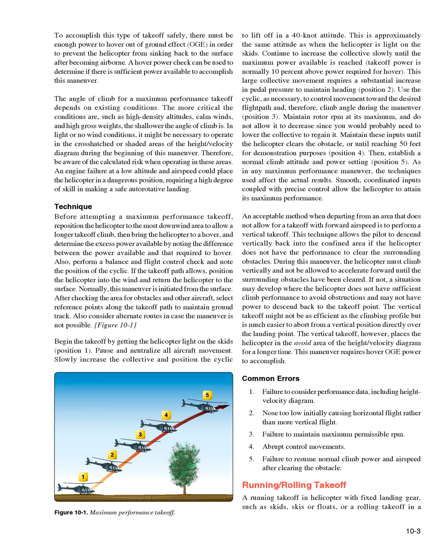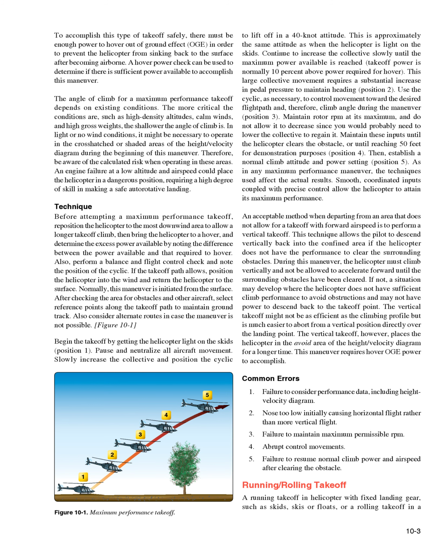During this maneuver, the helicopter must climb vertically and not be allowed to accelerate forward until the surrounding obstacles have been cleared. If not, a situation may develop where the helicopter does not have sufficient climb performance to avoid obstructions and may not have power to descend back to the takeoff point. The vertical takeoff might not be as efficient as the climbing profile but is much easier to abort from a vertical position directly over the landing point. The vertical takeoff, however, places the helicopter in the avoid area of the height/velocity diagram for a longer time. This maneuver requires hover OGE power to accomplish.